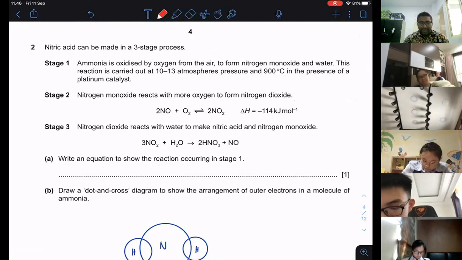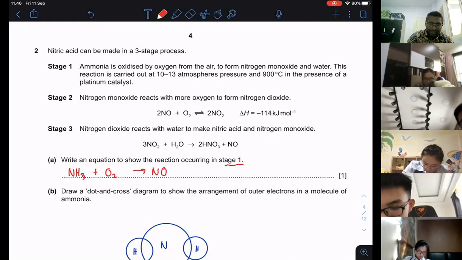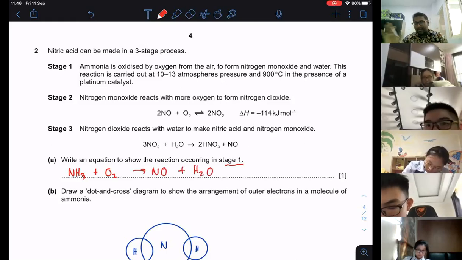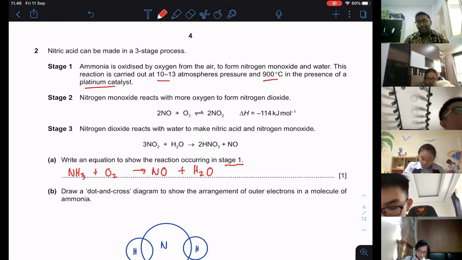Stage 1, let's straight away answer the question. Ammonia is oxidized by oxygen. So write down NH3 oxidized by oxygen to form nitrogen monoxide, so NO and water. The reaction is carried out under certain conditions, but we don't care so much for now. Maybe later we might consider this, but now they just want you to write an equation. Equation is written, but you will not get the full mark if it is not balanced. So make sure it is balanced.